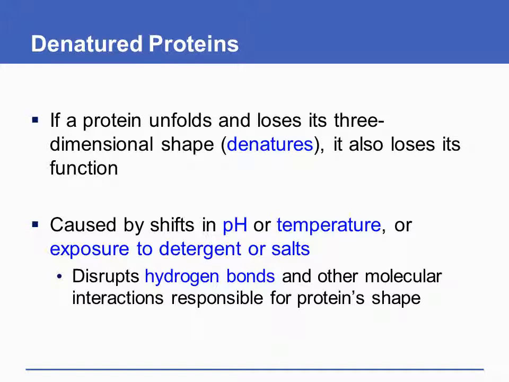During the course of a fever, what happens? A person's temperature rises, and the proteins inside their body are not able to function the way they normally would. So pH is a cause of denaturation, temperature change, as well as exposure to detergents and salts. Because all of these factors help to disrupt the hydrogen bonds that help to hold a protein's shape in place.